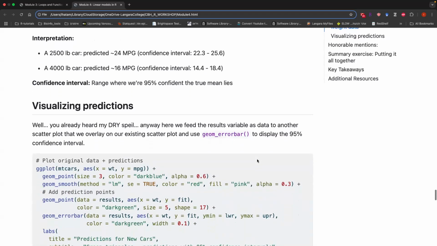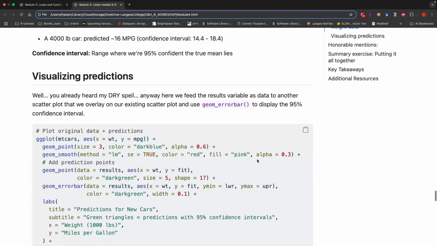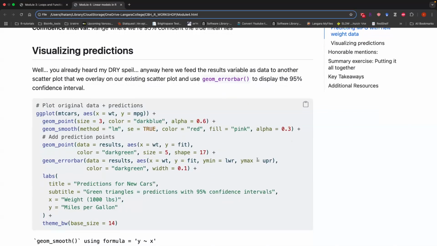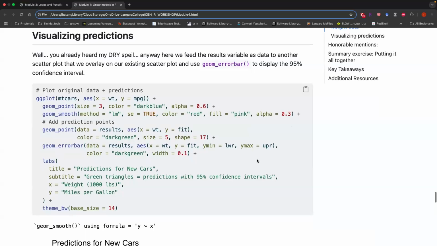Great. So now let's visualize our prediction and see where our predictions fall on the graph. Okay, so you already heard my spiel. I am reusing my code here. Again, the reason why I'm verbose in reusing my code is for you guys to see what I'm doing rather than just doing plot something plus geom, whatever.